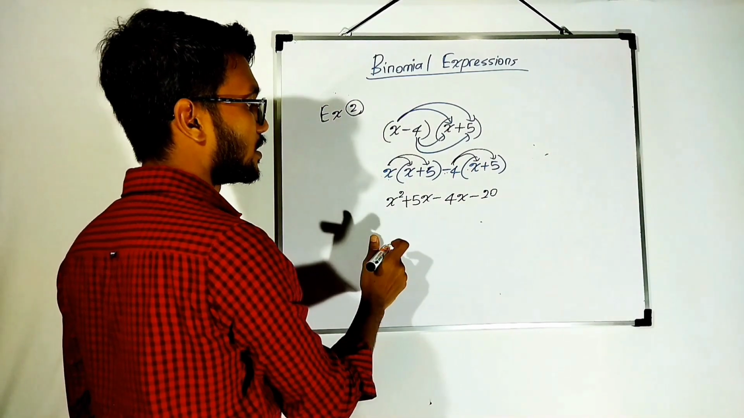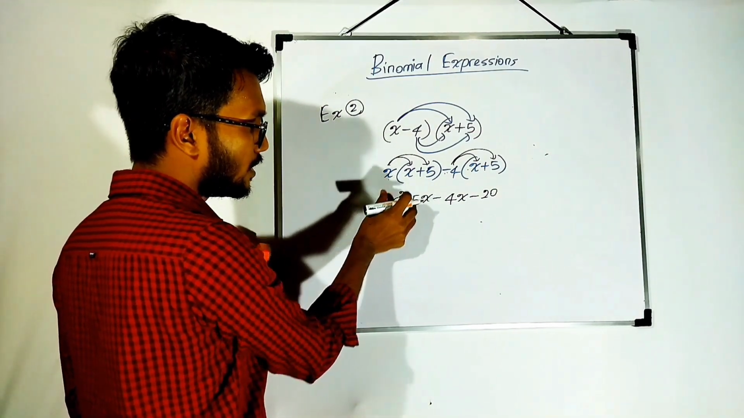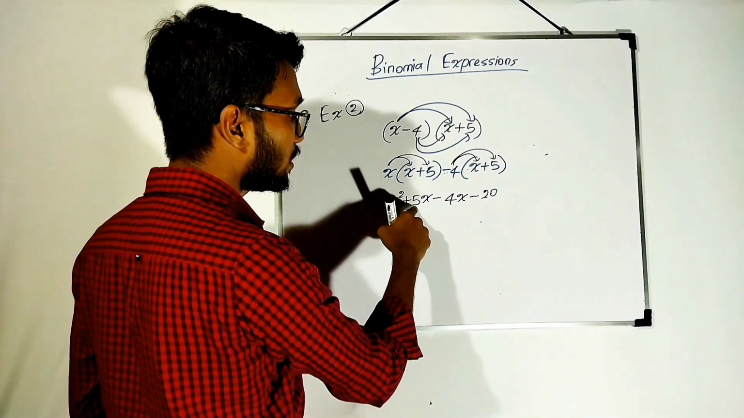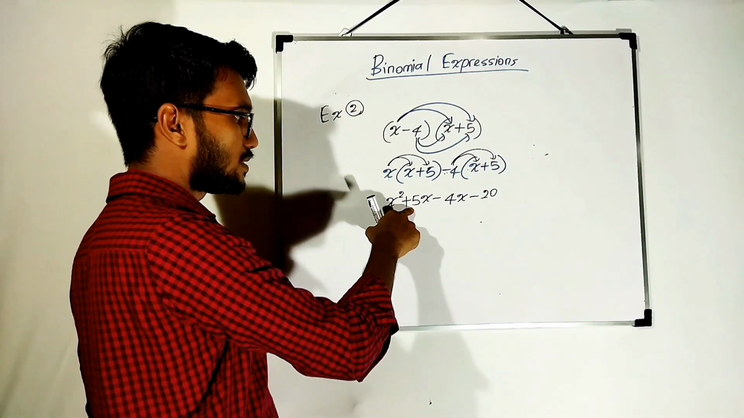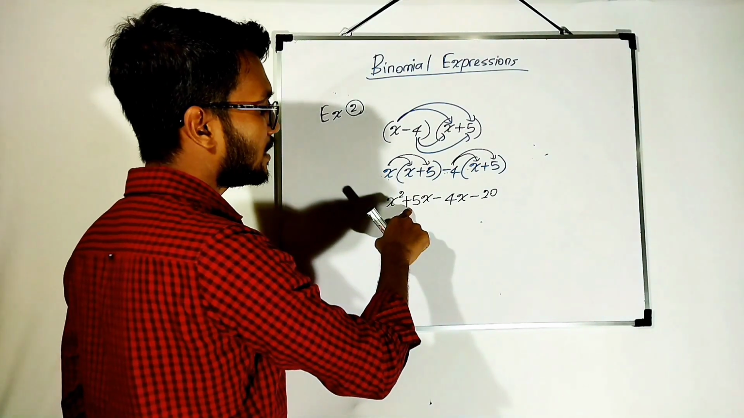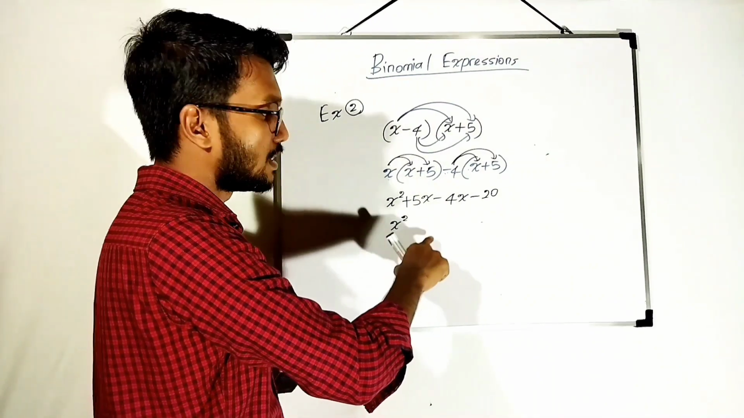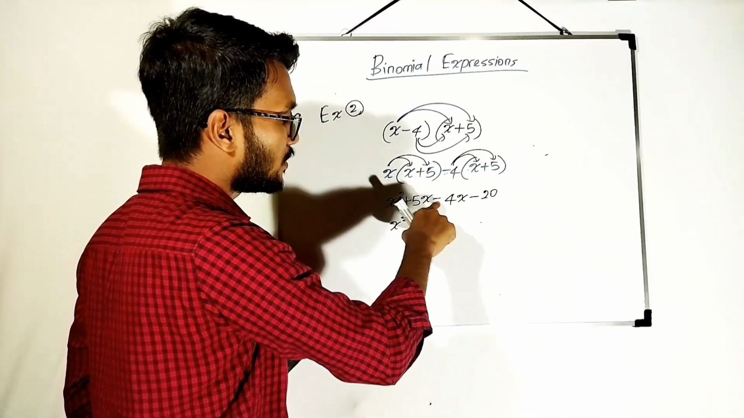Now the symbols are a little bit different. Here the x squared term is only this one, so we can put this x squared. After that, look at this: 5x is there and 4x is there, but the symbols are different. Then we need to find the difference between those two numbers, plus 5 and minus 4.